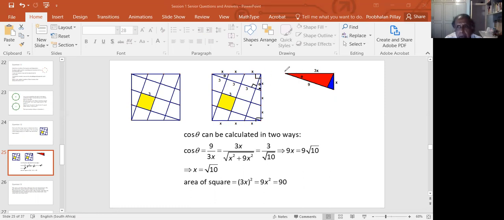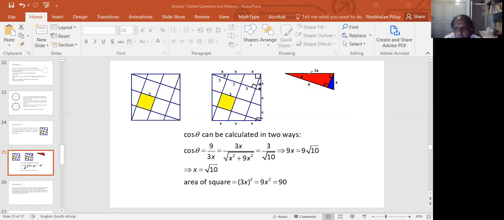You can see this is going to be 3x. That part there is x. I'm redrawing this triangle here. And there you have the theta, which we spoke about earlier. And we also have that this is 90 degrees. We just proved that. Okay, so you've got a 90 degrees here, and you've got a 90 degrees here.